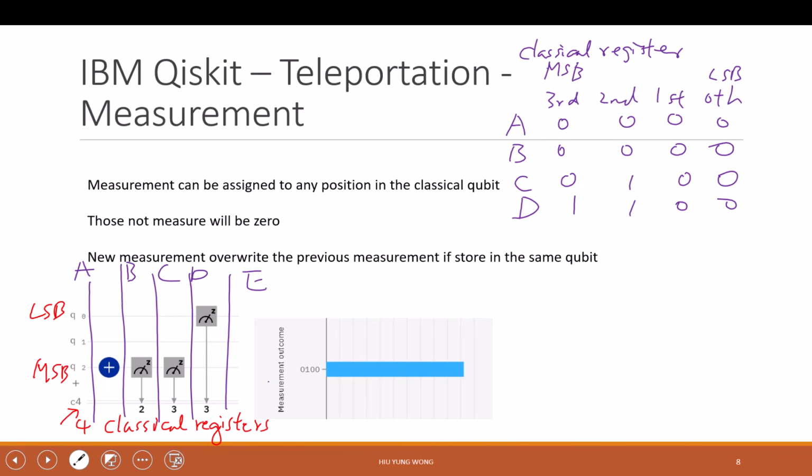If I did the diagram, it should be the measurement of the qubit number 4 that you store. No, here is the final outcome, not yet. Okay, I'm talking about D.